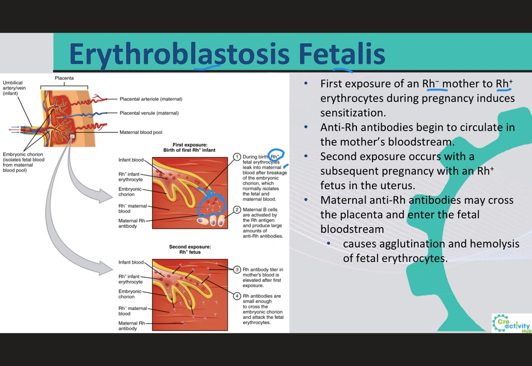However, the problem is when she becomes pregnant a second time with also a fetus that is Rh positive. Remember that she already has anti-Rh antibodies circulating in her blood. So her maternal anti-Rh antibodies may cross the placenta and enter the fetal bloodstream. And this antibody will then encounter the antigen in the fetus, and they will want to destroy this antigen because this is what antibodies do. They destroy their specific antigens. And this will cause a cross reaction.